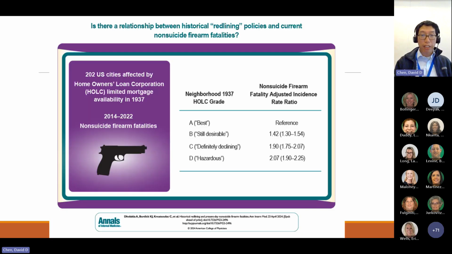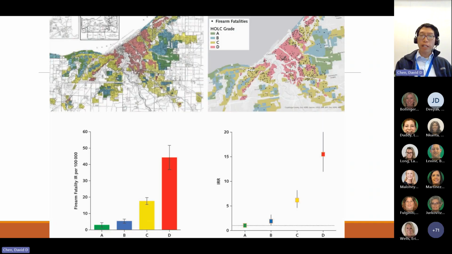In fact, this study that was published today, like literally today, in the Annals of Internal Medicine, looked at the association between historical redlining policies and current non-suicide firearm fatalities. And what they found was neighborhoods back in 1937 that were more likely to be assigned a grade of hazardous had a much higher incidence rate ratio of non-suicide firearm fatality. So we see a correlation here from something going back literally almost a century ago, having enduring association today. Right? And this kind of puts a visual point on it.